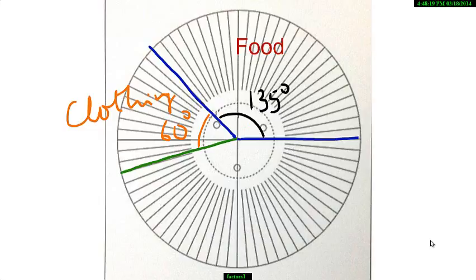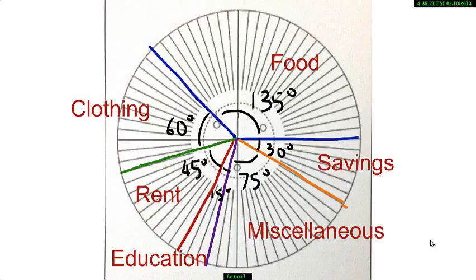Using this, you can make your pie chart to represent the monthly budget of this family. This is how your chart will look. Have fun discovering pie charts.